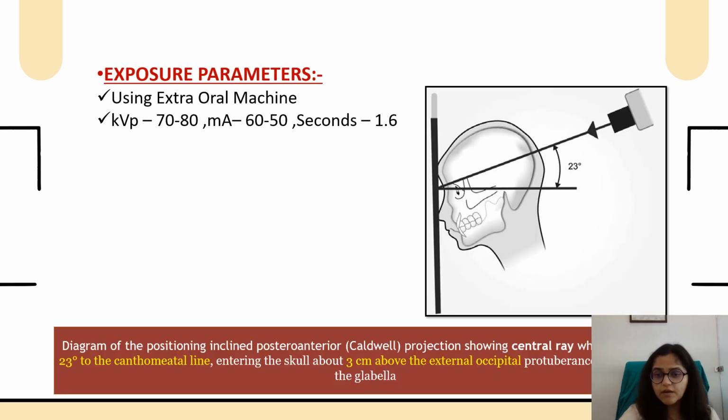In this diagram, you can well appreciate the positioning of the cassette, positioning of the patient, and the entering of the X-ray source. This diagram of the inclined posterior anterior projection shows the central ray passing at 23° to the canthomeatal line, entering the skull about 3 cm above the external occipital protuberance and exiting at the glabella.